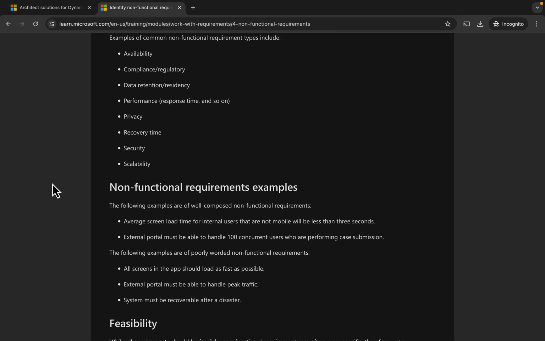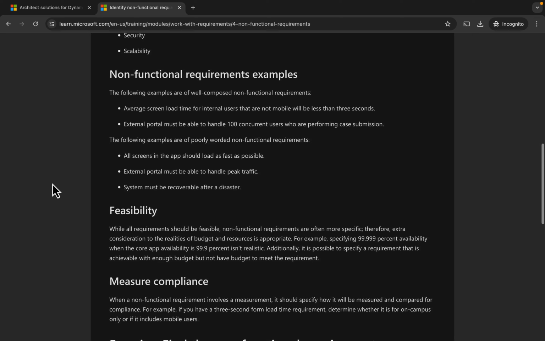Examples of common non-functional requirements types include availability, compliance and regulatory, data retention and residency, performance, response time, and so on, privacy, recovery time, security, scalability. This list is not exhaustive.